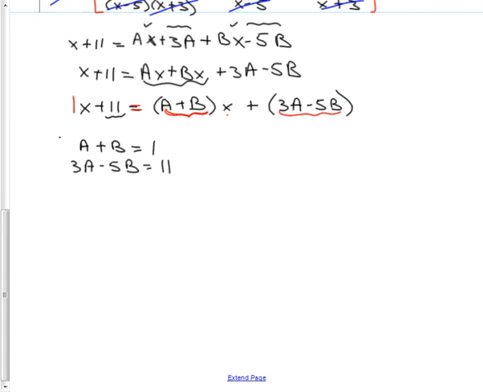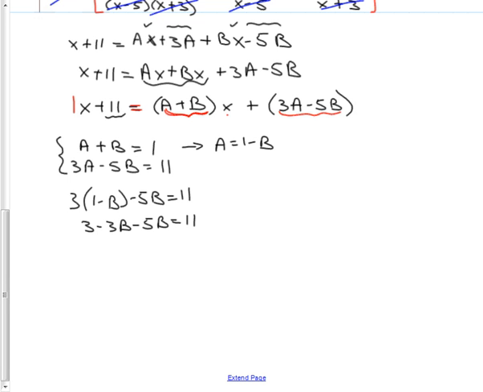Now I can solve this using some of these substitution or elimination techniques. I'm going to use substitution. I'm going to solve for a. A is, if I subtract b, 1 minus b. So right over here, 3 times a, which is 1 minus b, minus 5b equals 11. So 3 minus 3b minus 5b equals 11. What's that? Negative 8b. And if I subtract 3, what's b? B is negative 1. And what's a? 2. A must be 2.